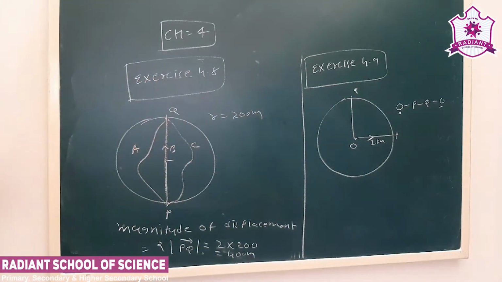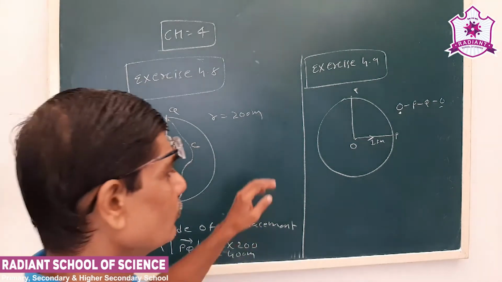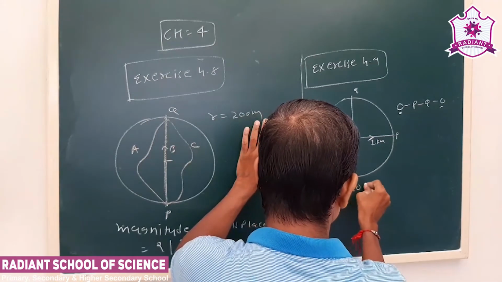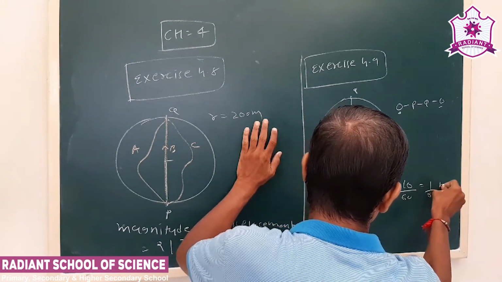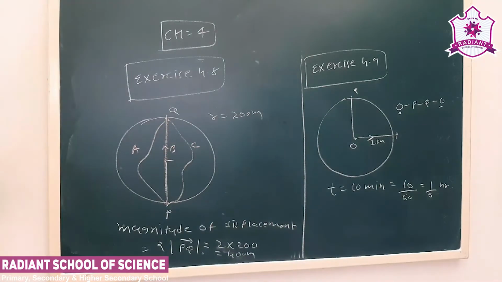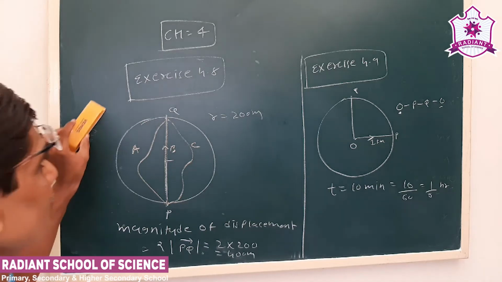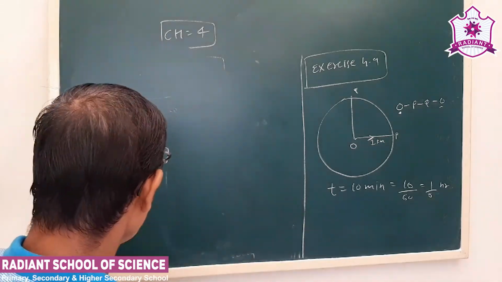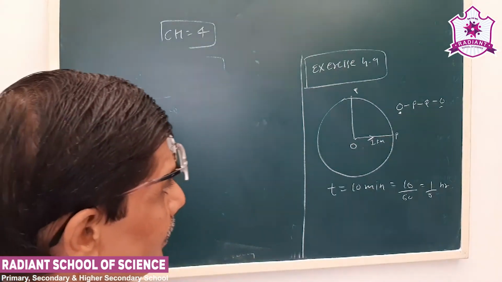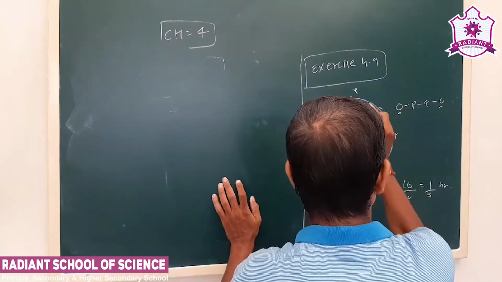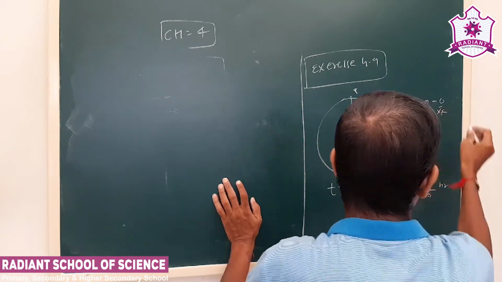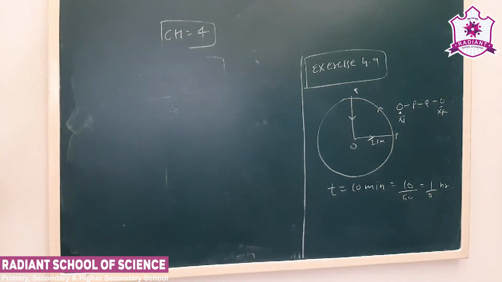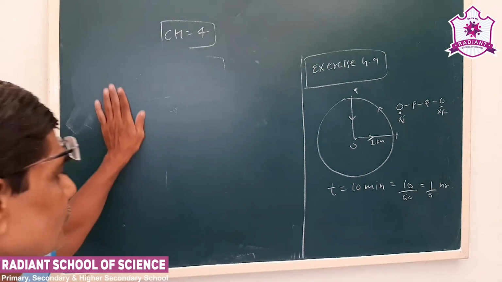Okay. Now, see, the total time taken for the round trip is 10 minutes or 10 upon 60, that is 1 upon 6 hours. Okay. See what we have to calculate: the average velocity and average speed. See the path followed, O, P, Q, O. See the initial position and final position are the same. It comes back to the same point where it started. So displacement here is 0.